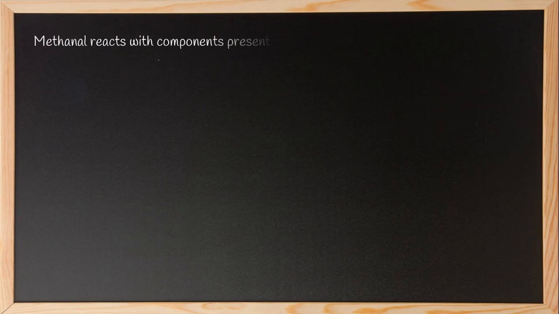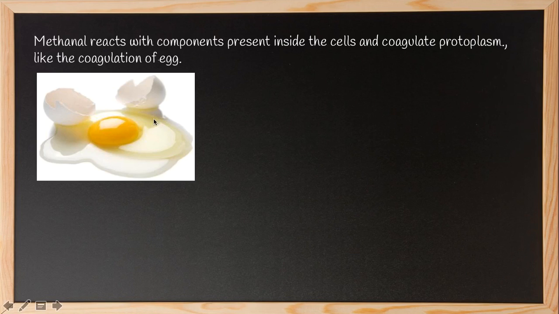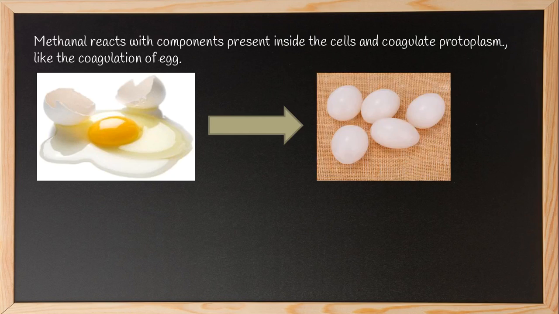Methanol reacts with the compounds present inside the cells and coagulates protoplasm, like the coagulation of eggs. So what is this coagulation? This is the egg without coagulation. If you break a raw egg, you get the albumin and yolk, which are liquid. When it coagulates, it completely solidifies and becomes a solid egg. Likewise, when methanol reaches the cell, it coagulates the protoplasm, which is in liquid state, and that is really fatal.